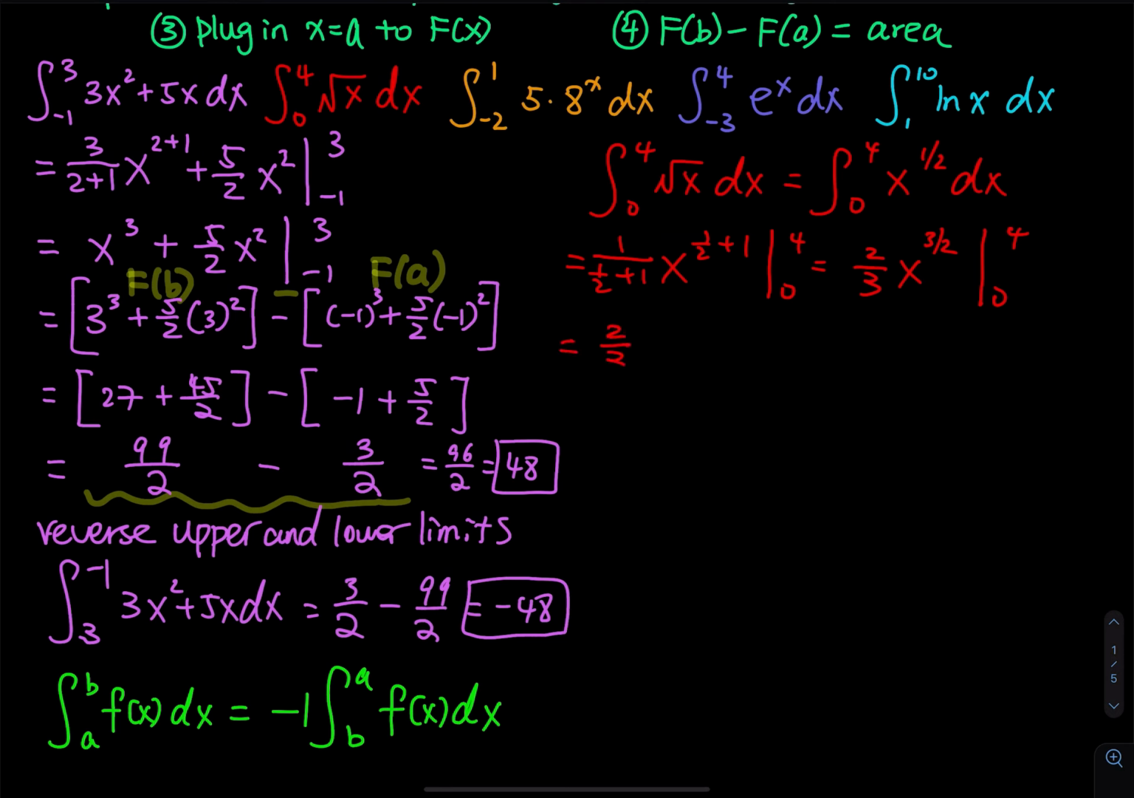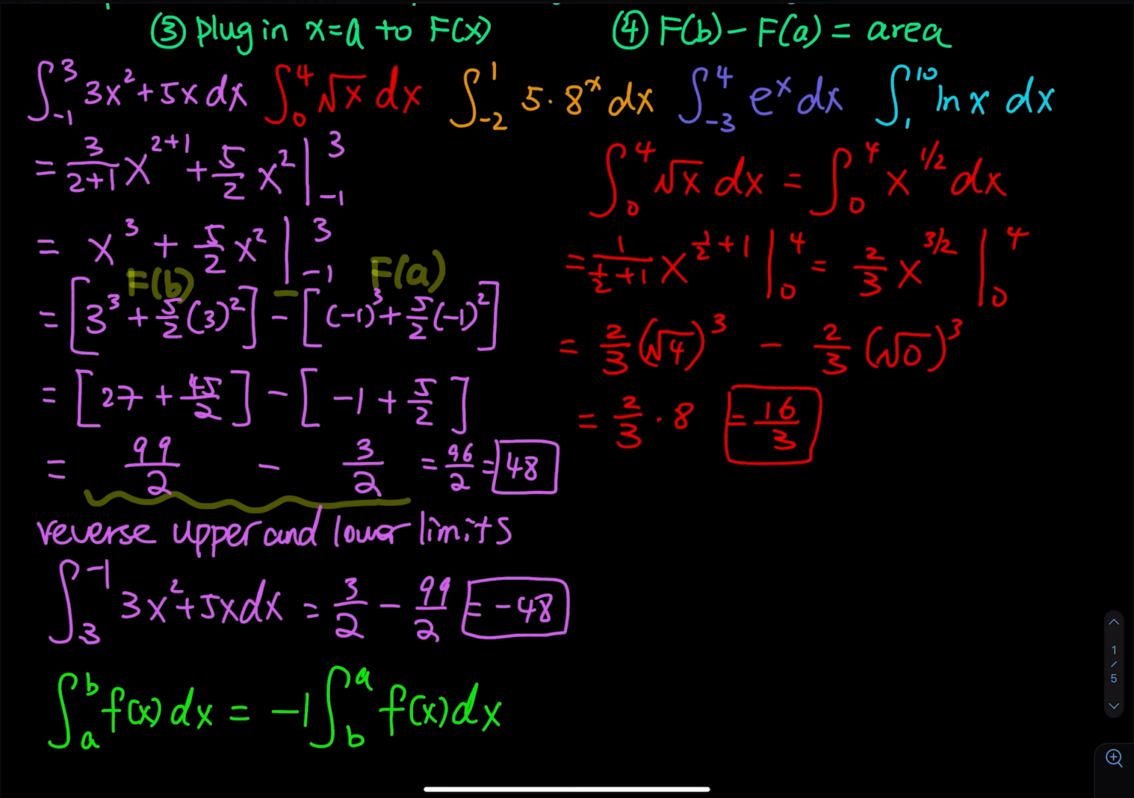All right, so x goes from 0 to 4, and then you do the plug-in. You have 2 over 3 times the square root of 4 raised to the 3rd power, and then minus 2 over 3 times 0 to the 3rd power. So this gives you 16 over 3, because 2/3 times 8 is equal to 16 over 3. This is the area.